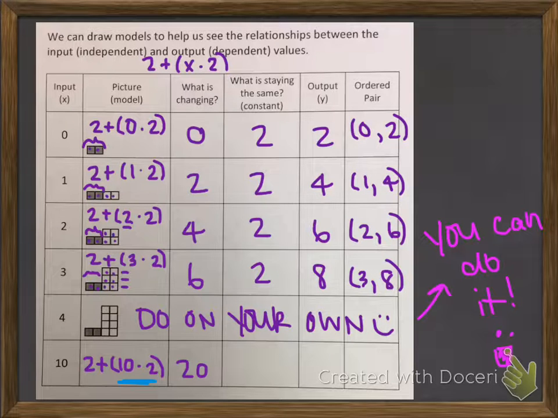What has stayed the same throughout the whole thing? That's the 2 gray squares. So we're going to have a 2 right there. Remember, the output is the complete total number of squares. So that would be 22 squares if we drew out the picture. And now we can write the ordered pair, 10, 22.